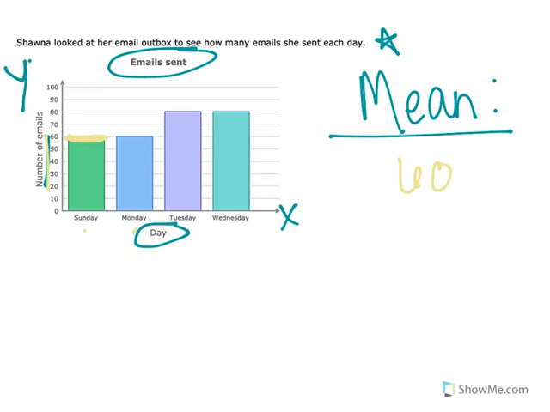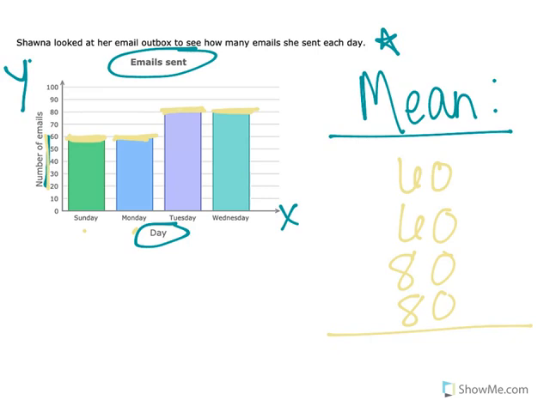On Monday, she also sent 60 emails. On Tuesday, she sent 80 emails. And on Wednesday, she sent 80 emails. So what I am asking myself is, what is the average or the mean? So what's the average amount of emails that she sends per day based off this data?